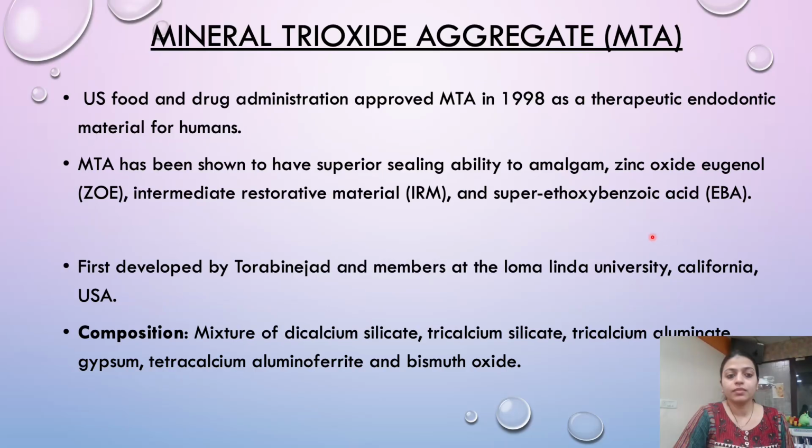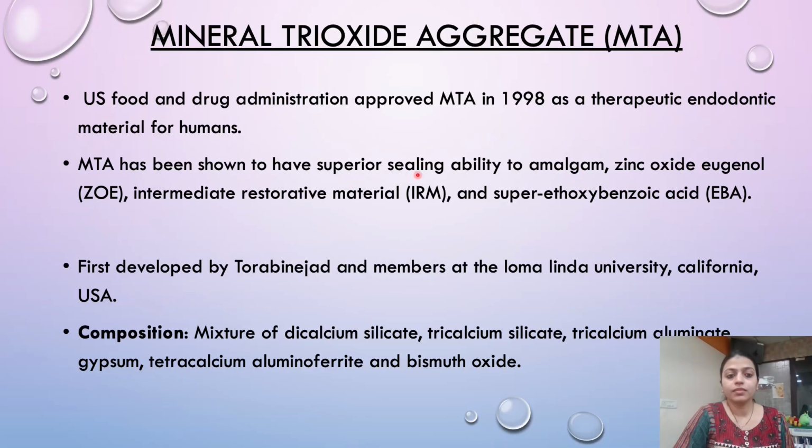Let's know about MTA now. That is another material which is used. Okay, calcium hydroxide is widely accepted. Other than that is MTA, mineral trioxide aggregate. Okay, in 1998, the US Food and Drug Administration approved this as a therapeutic endodontic material for humans.